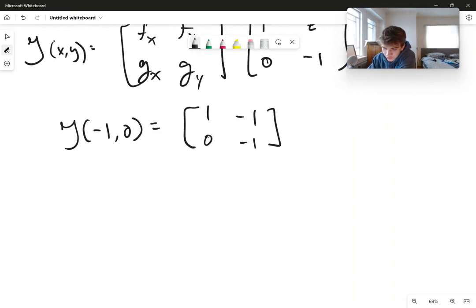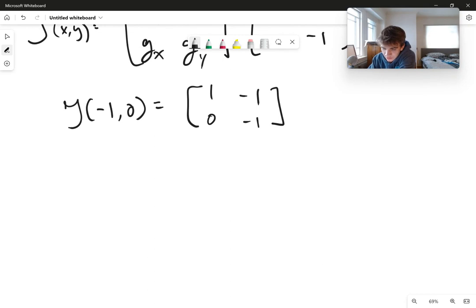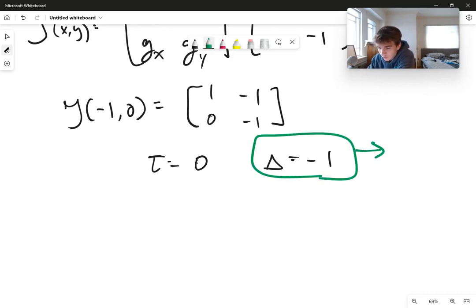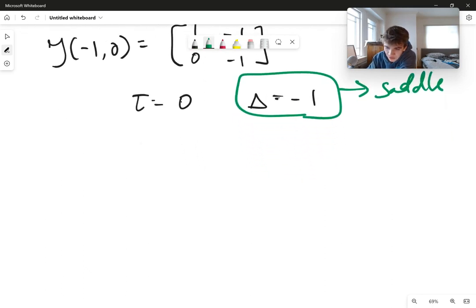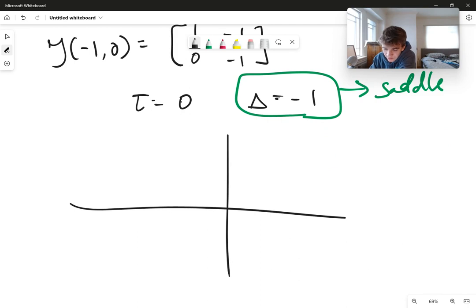Okay, so let's look at this matrix evaluated at the fixed point, and let's find the trace and determinant. So the trace is going to be 0, okay? And the determinant is going to be negative 1, okay? So remember, with a negative determinant, this is always a saddle no matter what, okay? And so we recognize that if I draw the phase plane here, here's my fixed point at negative 1 and 0, okay?